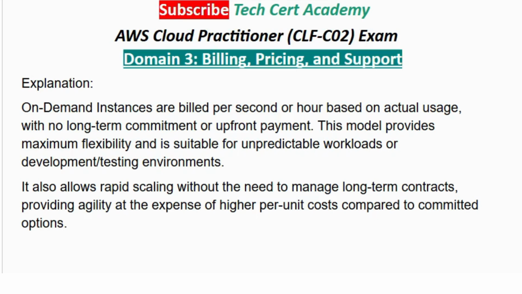Reserved instances and savings plans offer significant cost savings but require commitments for 1 to 3 years. Dedicated hosts are billed hourly or as part of a reservation, often with additional costs. On-demand pricing ensures customers only pay for what they consume, which is ideal for workloads with variable usage patterns or uncertain demand. It also allows rapid scaling without the need to manage long-term contracts, providing agility at the expense of higher per-unit costs compared to committed options.